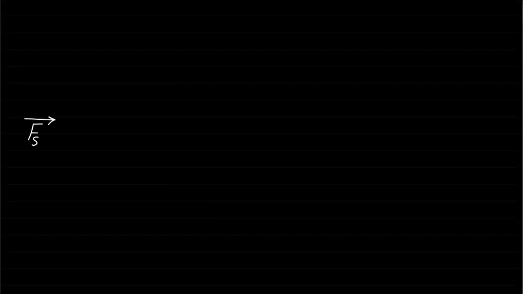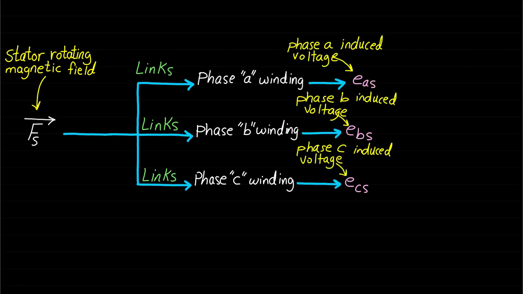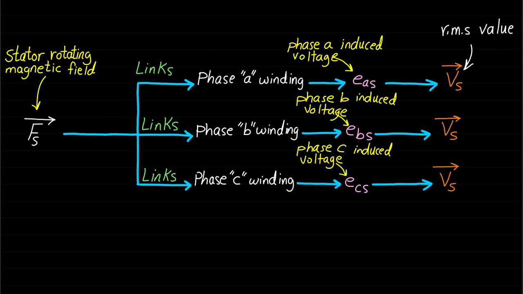Now let's pay attention to this point. When the stator rotating magnetic field Fs links the armature windings, an induced EMF voltage will be produced in each phase. The three-phase induced voltages EAS, EBS, and ECS in the armature windings can be called armature reaction induced voltages and can be represented by Vs, where Vs represents the RMS value of any of the three-phase voltages.